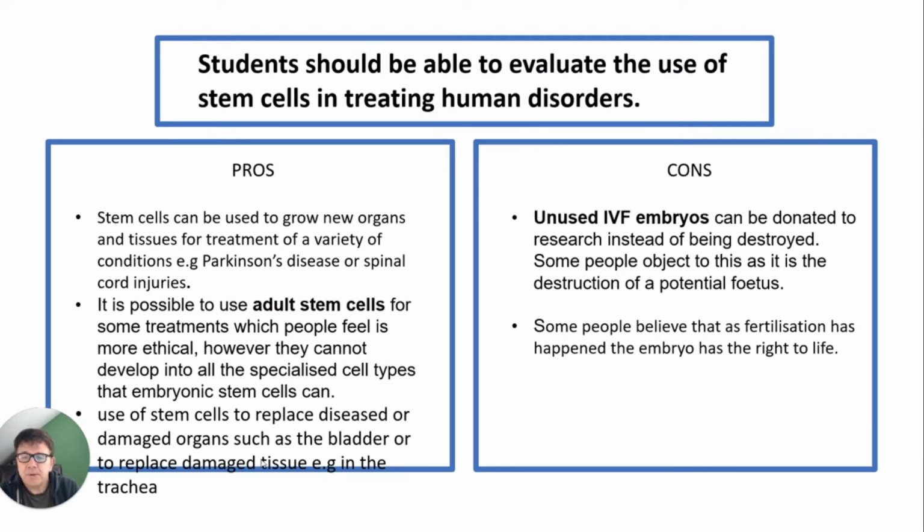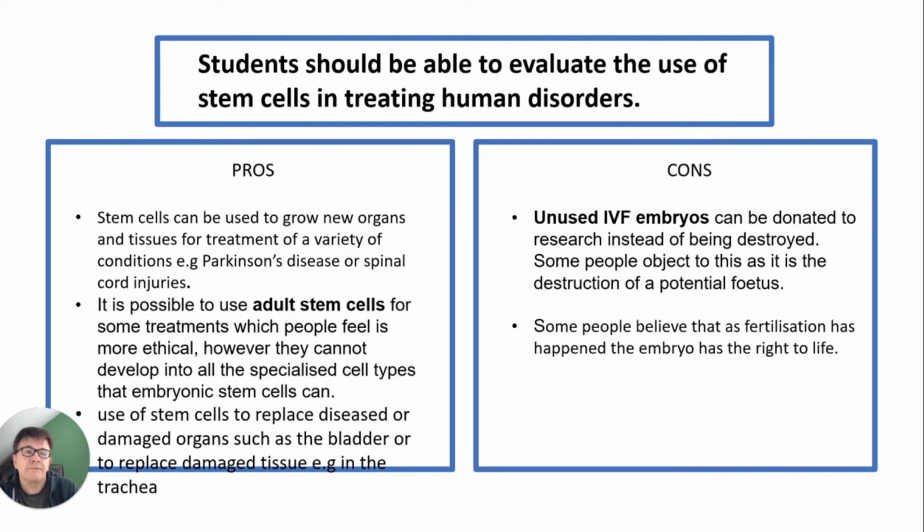In the AQA spec, it does talk about the fact that you need to be able to evaluate the use of stem cells in treating human disorders. Now, more than likely, they will give you background information or application information in the stem of the question. However, here are some quite common pros and cons, because remember, when you talk about evaluate, that's looking at the advantages and disadvantages, or the pros and cons.